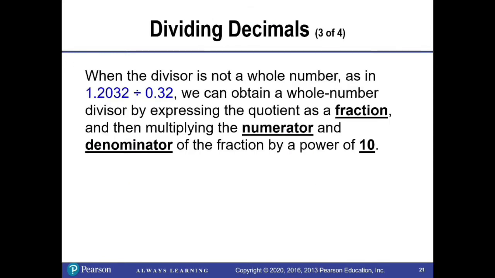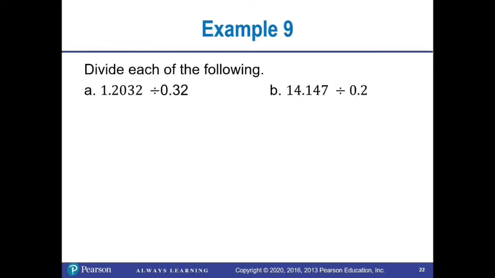Now, what happens if our divisor is not a whole number? So suppose we have something like 1.2032 and we're dividing by 0.32. So notice here, our divisor is not a whole number. What we can do is we express our division as a fraction, and we multiply the numerator and the denominator by a power of 10 so that we have a whole number in the denominator. Let's look at how this works. In part A, we have 1.2032 and we're dividing by 0.32.